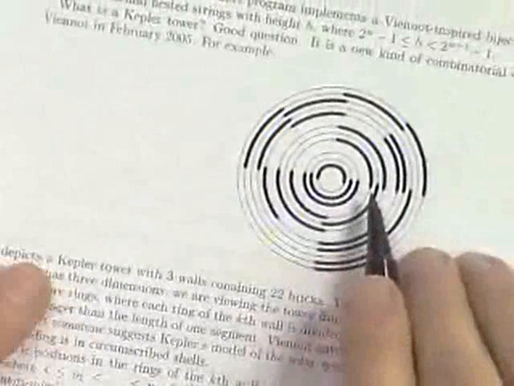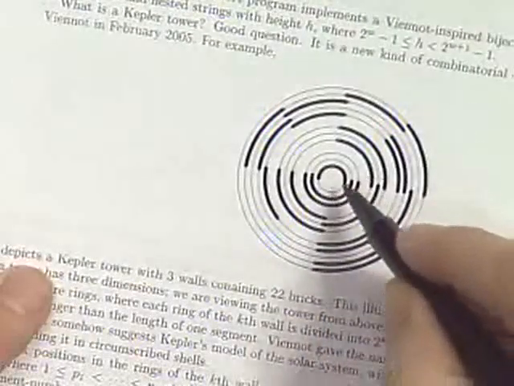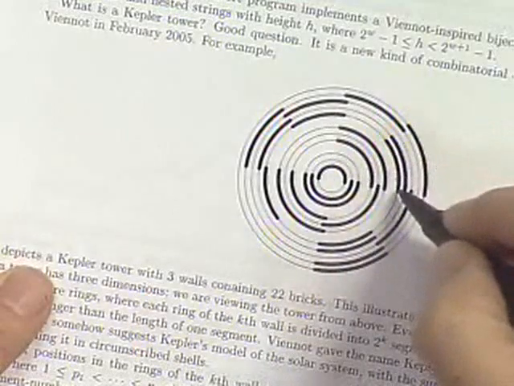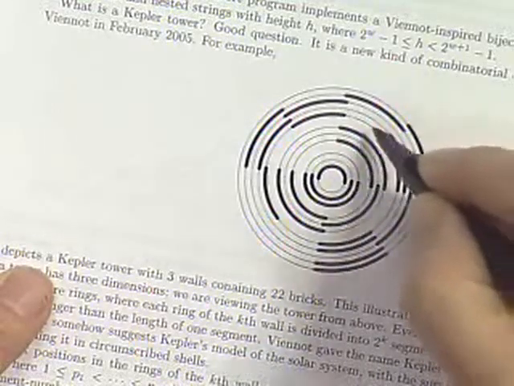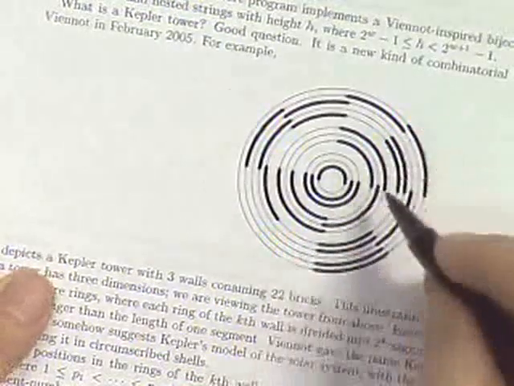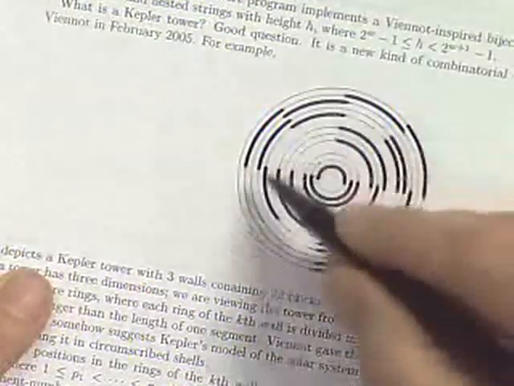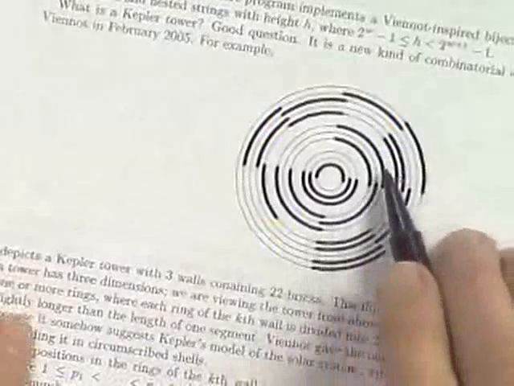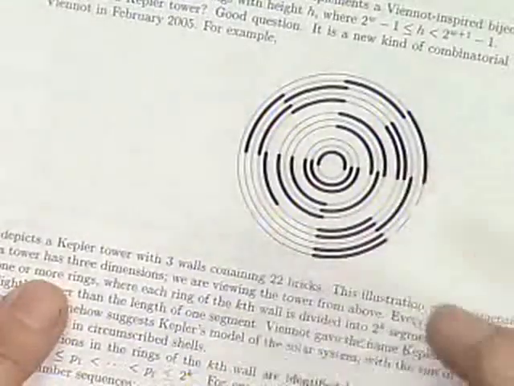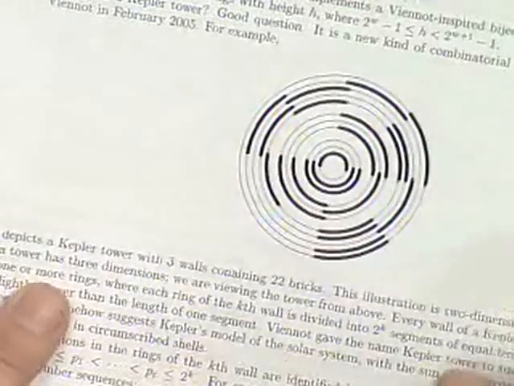On the bottom level of each wall, I force the pattern that on the bottom level of the third wall is brick, no brick, brick, no brick, brick, no brick, brick, no brick. It's a strictly alternating pattern on the bottom. And above that, a brick just has to be supported by something below it.